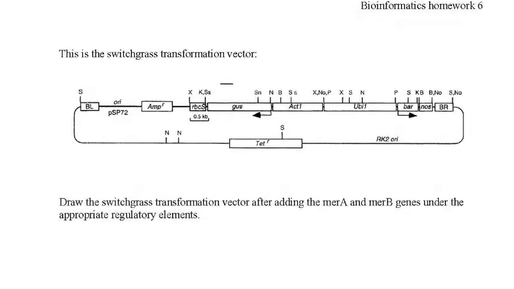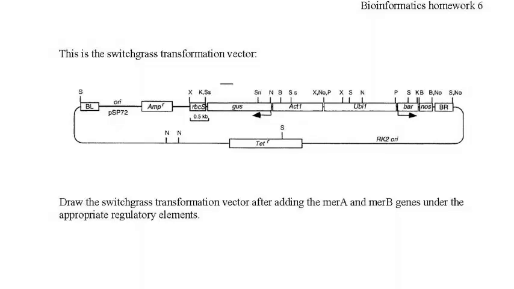The transformation vector is drawn as a circular plasmid DNA. The vertical lines with single letters above represent restriction sites. You don't need to be concerned about the restriction sites for this assignment. The boxes represent the genetic components that encode various functions on the plasmid. The thin lines represent the DNA sequences that separate individual genes.